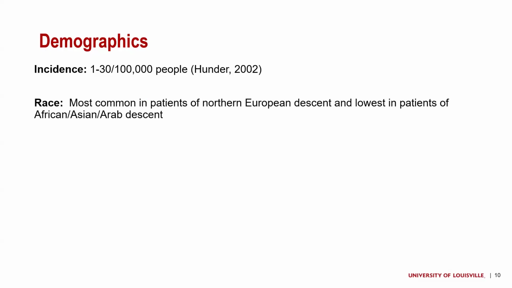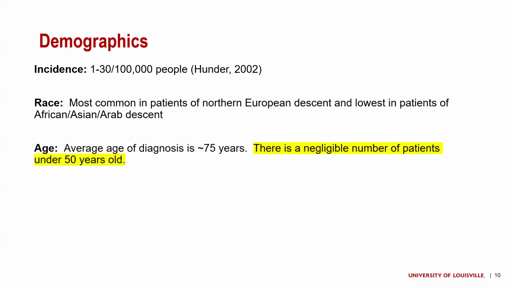In terms of race, it is much more common in people of Northern European descent, and it's very unusual in patients of African, Asian, and Arab descent. Now, the age is a big focal point. As I discussed earlier, this is a condition that affects elderly patients. So in most studies, the average age of diagnosis of giant cell arteritis is 75 years old.